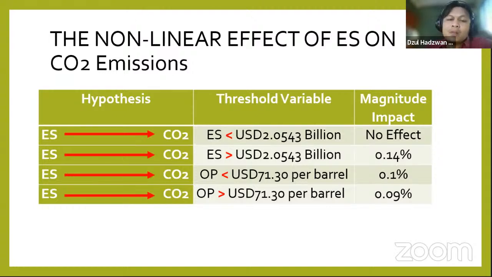The magnitude is about 0.14%. Okay, when we employ oil price as our threshold variable, we found that energy subsidies will cause CO2 at 0.1% magnitude. I mean the magnitude of influence. Okay, but in a situation where the oil price is greater than USD 71.3 per barrel, we found that the magnitude of energy subsidy to cause CO2 becomes smaller. It's about 0.09% in terms of the magnitude of impact.